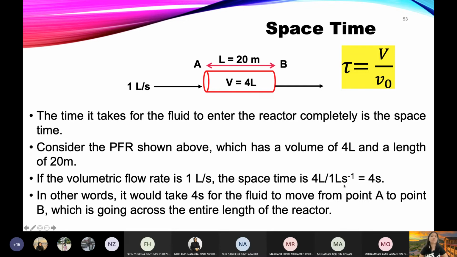What does 4 seconds mean? I explain in two ways. One way: the molecule will stay in the reactor for only 4 seconds. After 4 seconds it leaves, so you hold the molecule in the reactor for only 4 seconds. Or another way: the reactor is 20 meters long, and the molecule only takes 4 seconds to move from the front to the back. It crosses the 20 meters in 4 seconds and is out. So that's how you explain space time in a very simple way.